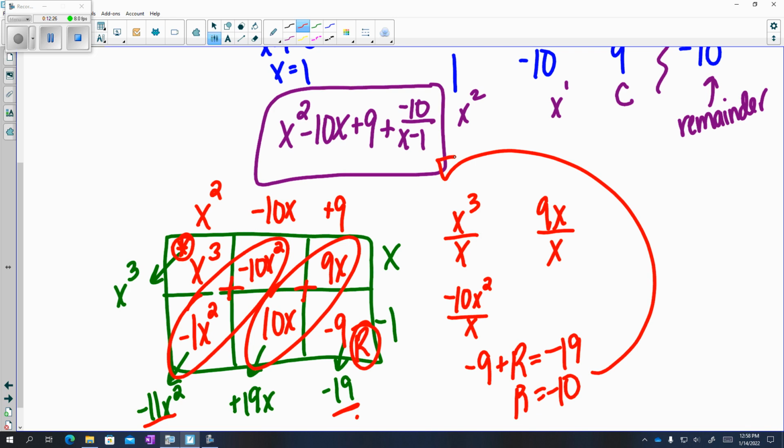Remember also that you could always check your remainder by using the strategy in the calculator that we did in the previous question. You would type your original polynomial into y equals, and then you would go to your table and look at your remainder. Can't do that as your final answer because it only gives you the remainder, not the entire quotient, but it's a good way to check.